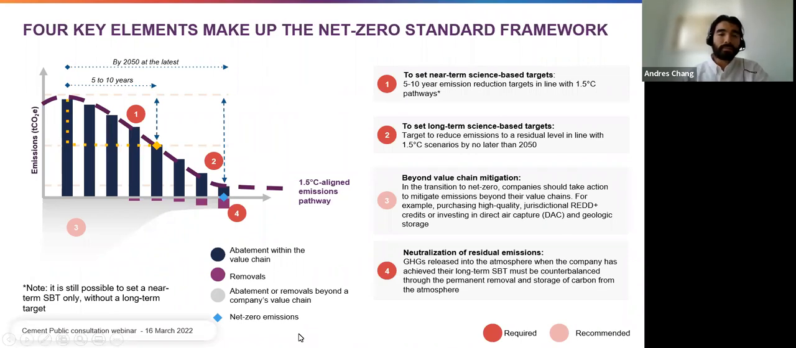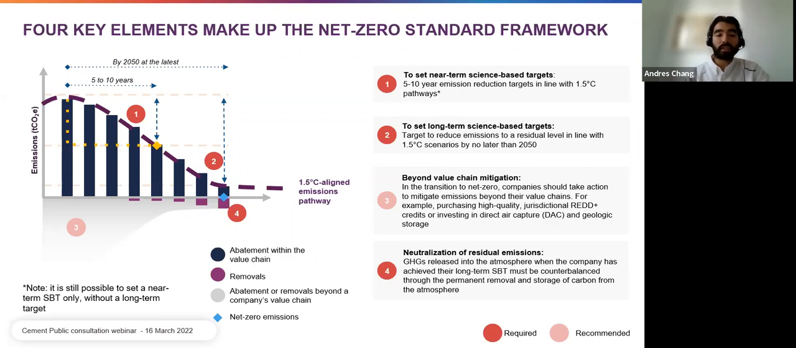So this can be summed up in 4 elements. The need to set near-term science-based targets. So these are emissions reduction targets in line with 1.5 degree pathways, covering a 5 to 10-year timeframe. Long-term science-based targets. These are targets to reduce emissions to a residual level by no later than 2050. There's a key difference between near-term SBTs and long-term SBTs, which is that long-term SBTs are based on getting to a residual emissions level consistent with net zero. Companies can choose their target year, but the ambition won't change.